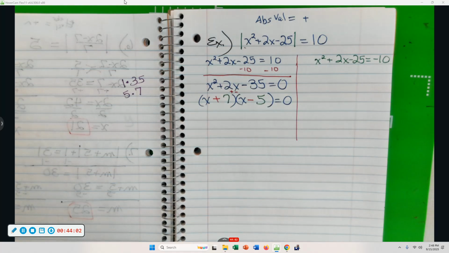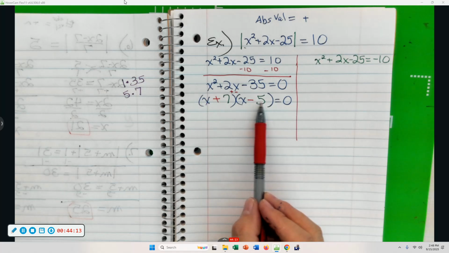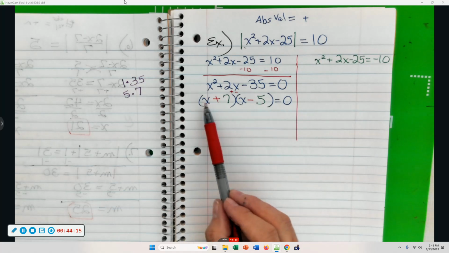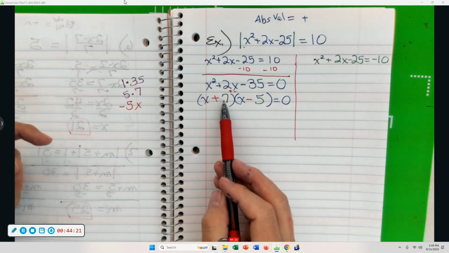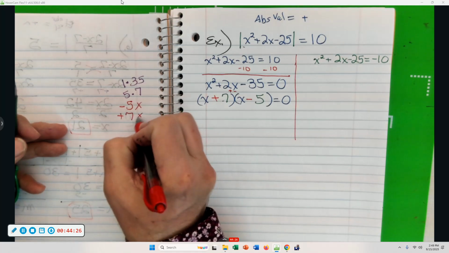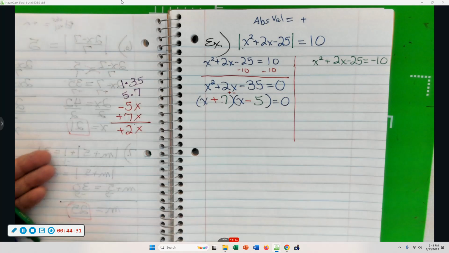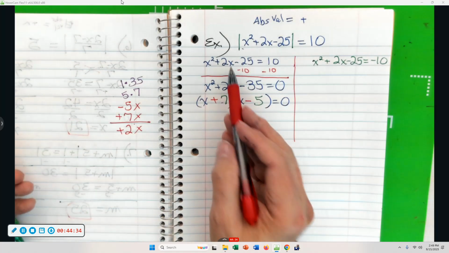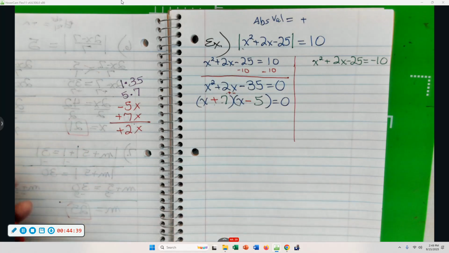Foil that out in your head. Check that outer and inner product. Are we going to get back a plus 2x? Yes. What's the outer product? Negative 5. Okay, x times a negative 5, I agree, is a negative 5x. What's the inner product? 7 times x, positive 7x. Negative 5 plus 7 gives me a positive 2x. Is that what I needed? Yes, it is. But don't stop. You still got to set each factor equal to 0.